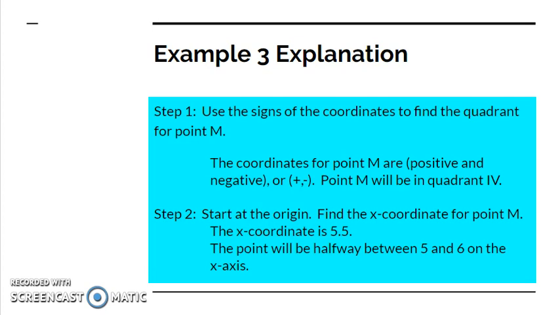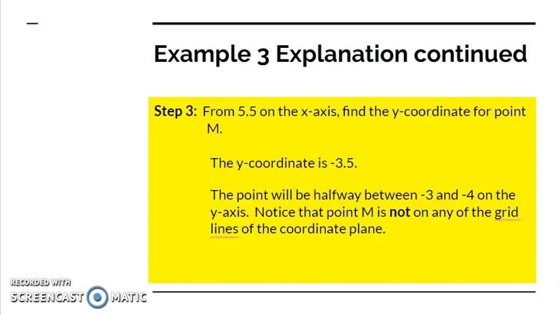The x coordinate is 5 and 5/10. That means that we're not going to be on any particular line. The point will be halfway between 5 and 6 on the x-axis. So for step 3, from 5.5 on the x-axis, find the y coordinate for point M. The y coordinate is a negative 3.5. The point will be halfway between a negative 3 and a negative 4 on the y-axis.